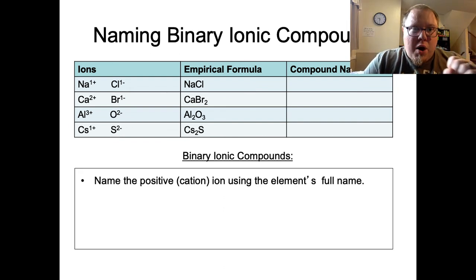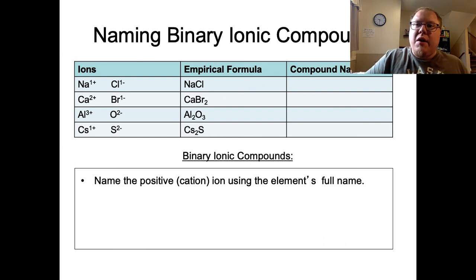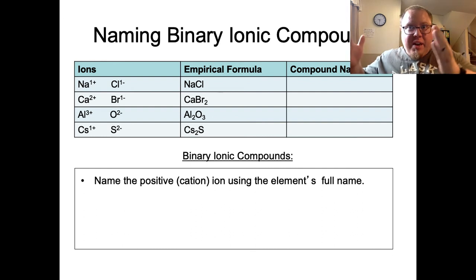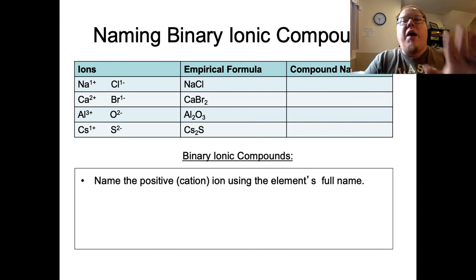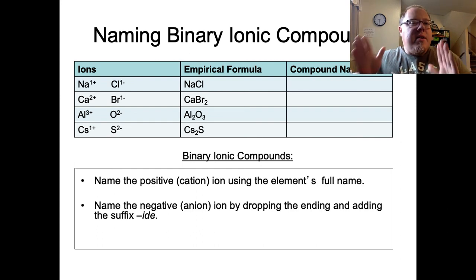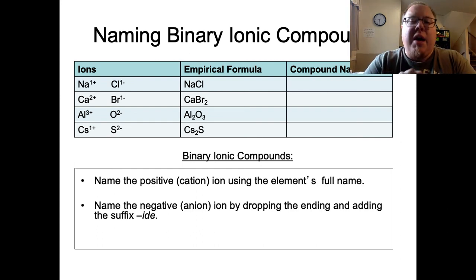First off, name the positive one first, the cation. Use the element's full name, whatever that positive one is. We write that first one first in the formula, and then we name that first one first. So positive one first, just name the whole element. Then we're going to name the negative one. However, we're going to change the ending. We drop the ending and add the suffix -ide. So they're all going to end in "ide." Not chlorine. We're going to drop the ending and change it to chloride.